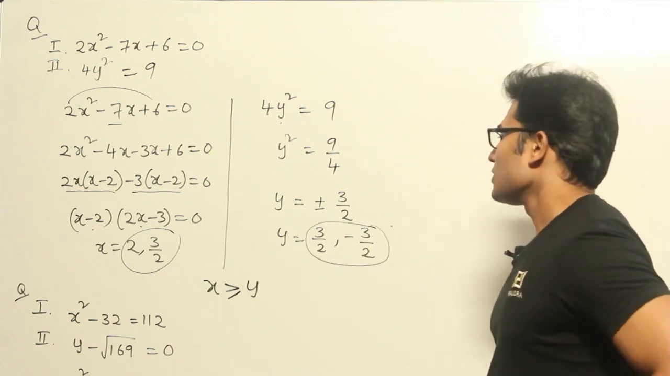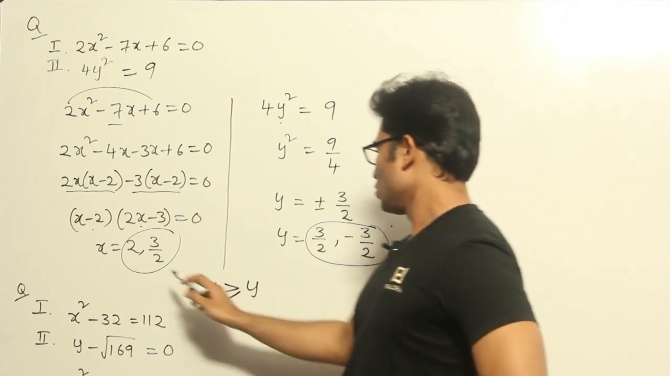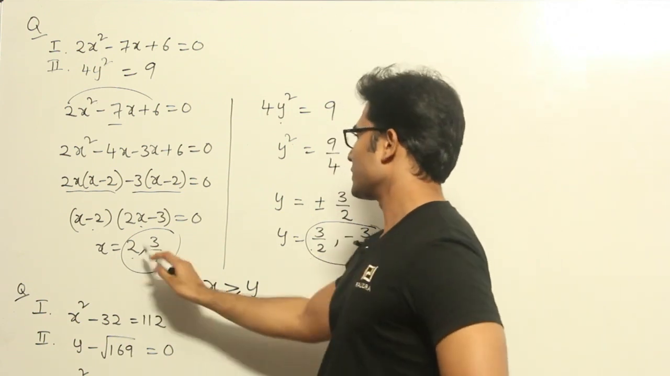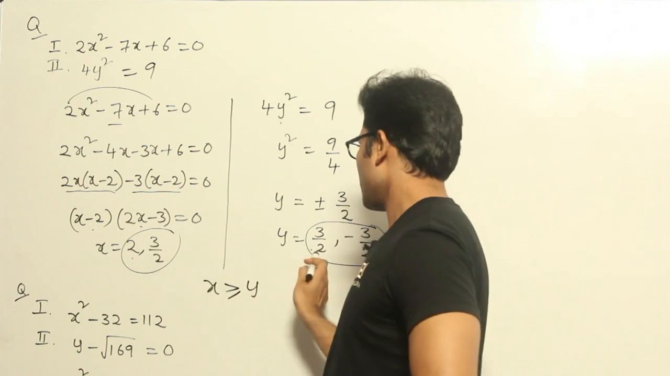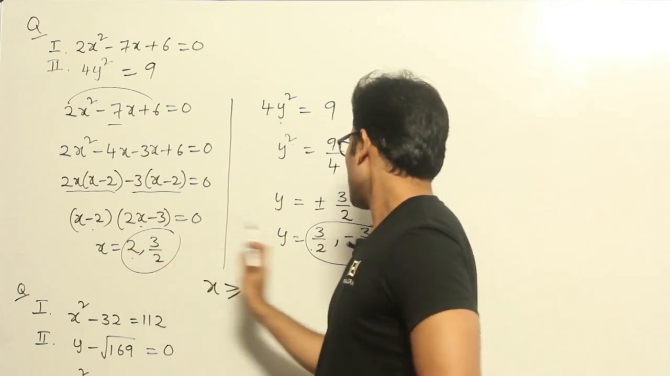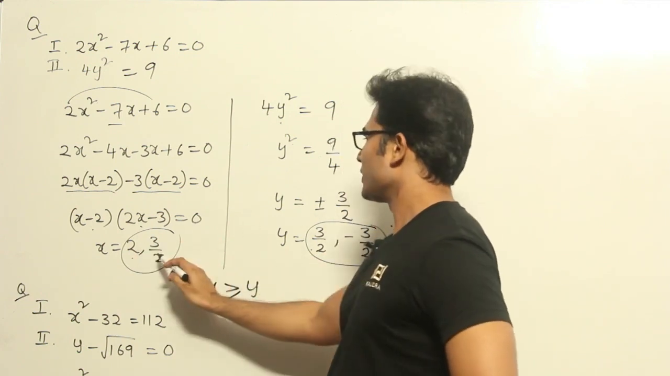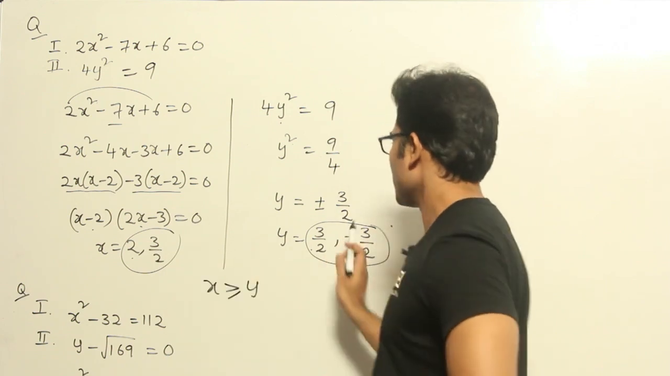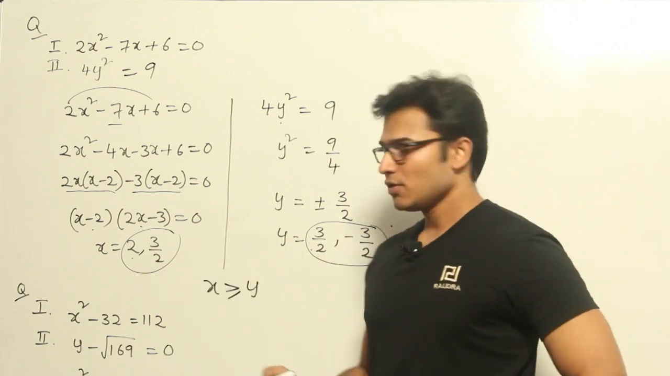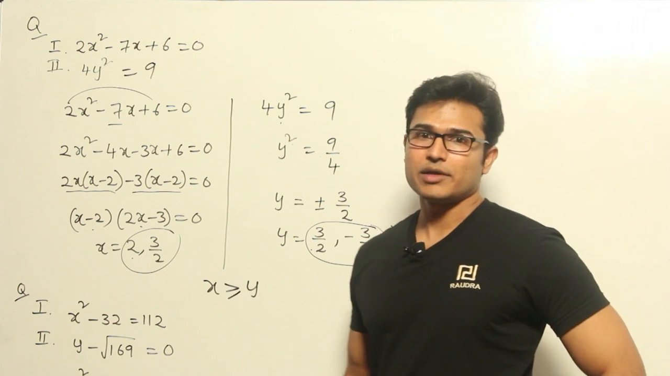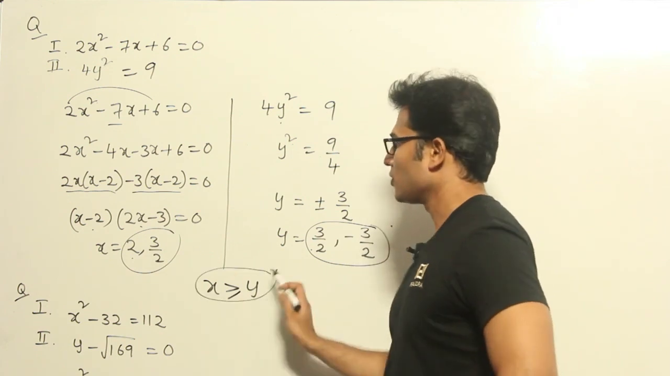Now if you observe all the cases, 2 if you compare with 3 by 2, 2 is greater. 3 by 2 if you compare, equal. Now 2 if you compare with minus 3 by 2, greater. 3 by 2 and minus 3 by 2, greater, right? Therefore you are either going to get greater or equal. Therefore x is greater than or equal to y.